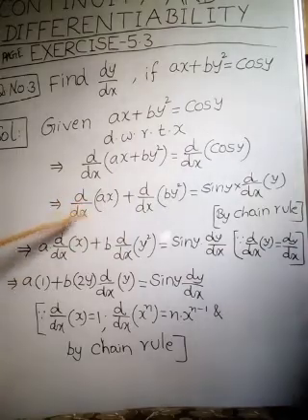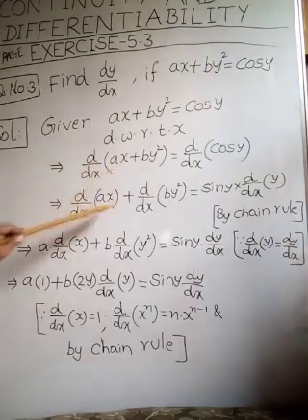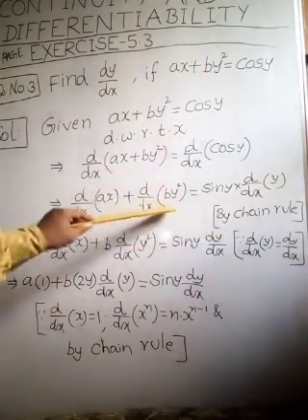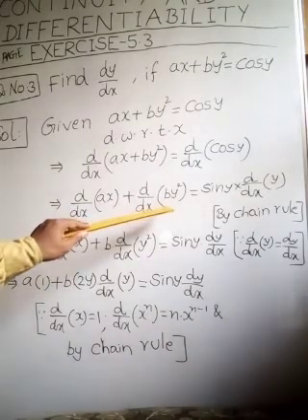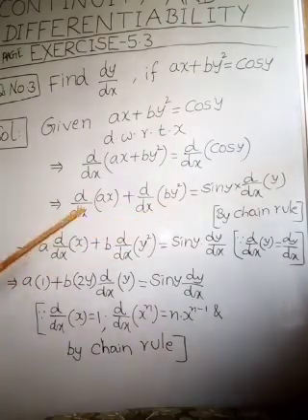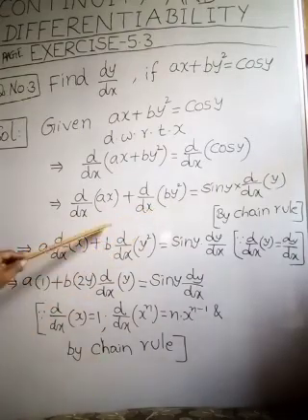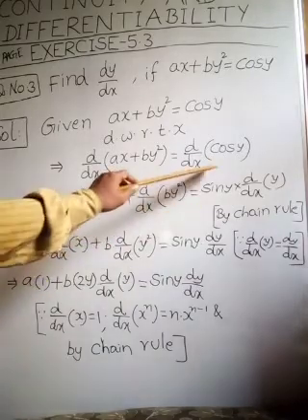So d by dx of ax, first term is ax, plus d by dx of by square, the second term. We are finding the derivatives of the two terms separately. Understood this part, my dear children? Right. Is equal to, come to RHS part.